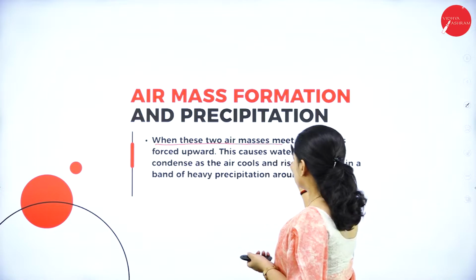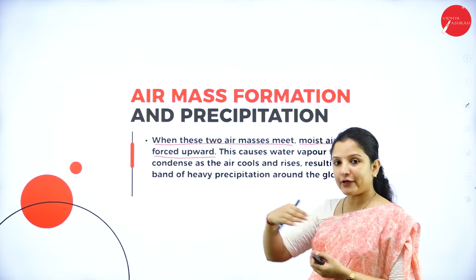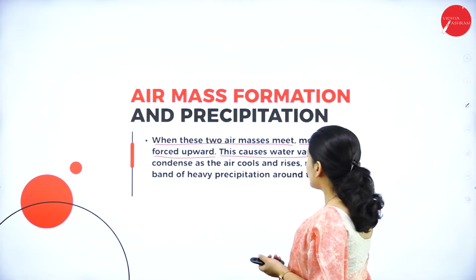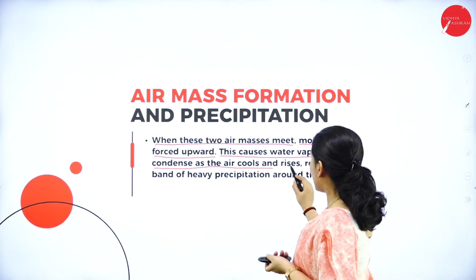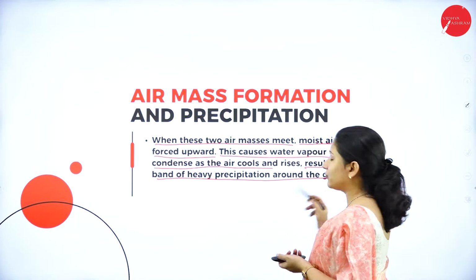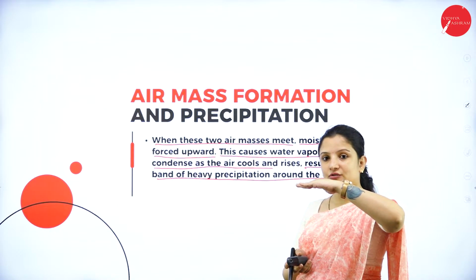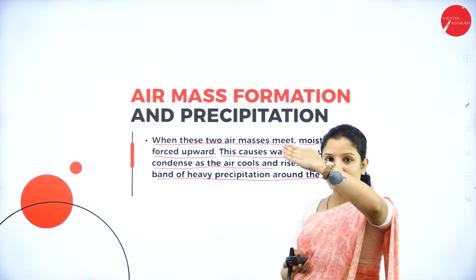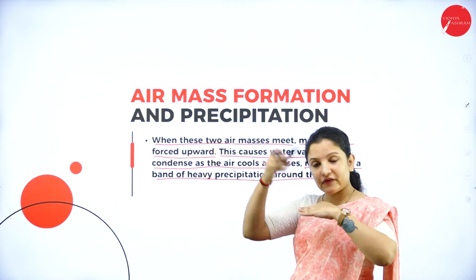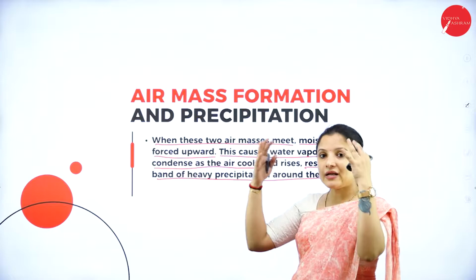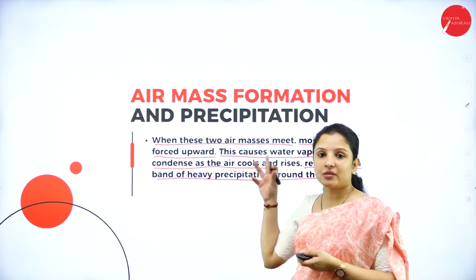So when the cold air mass and the warm air mass meet, moist air is forced upward. Moist air tends to move upward in the atmosphere, and this causes water vapor to condense. So whatever cloud is formed in the atmosphere tends to condense and results in a band of heavy precipitation around the globe, which results in rainfall. When the warm air mass from the earth's surface reaches the atmosphere, it mixes with the cold air mass. Therefore, whatever cloud was formed because of the heating of the earth or the evaporation of water from its surface will condense and come down as rain. That is nothing but precipitation. So air mass and precipitation are interdependent on one another.